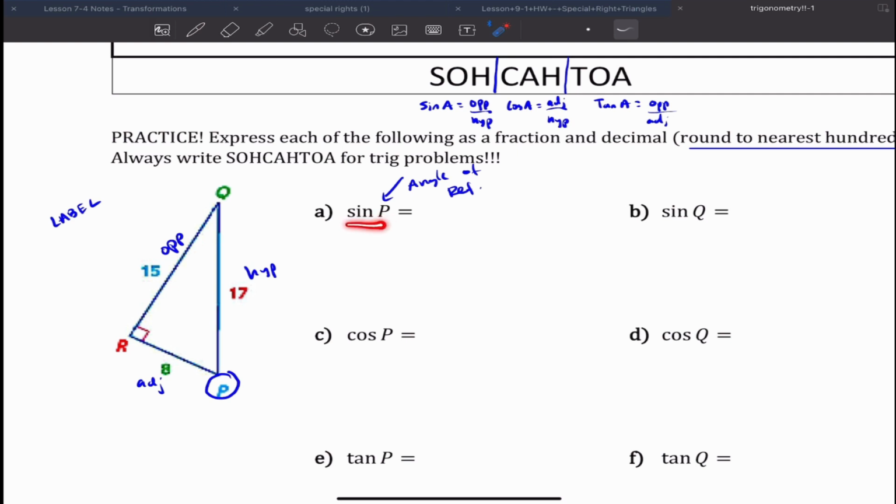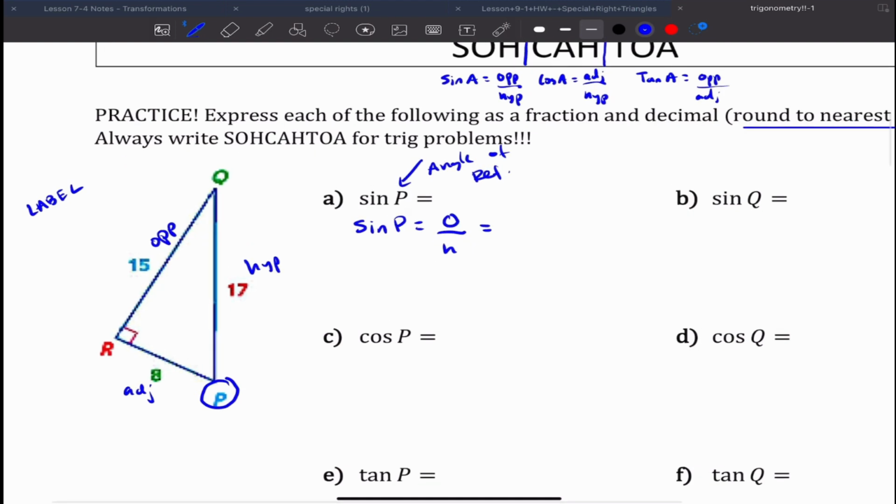Now, sine, that means I'm using SOH, where S means the sine, O means opposite, and H means the hypotenuse. So sine of P is equal to opposite over hypotenuse. And if we look, the opposite side is 15, so I'm going to write 15, and the hypotenuse is 17, so it's 15 over 17. That is my answer as a fraction. In fact, this is a simplified fraction. That's awesome.